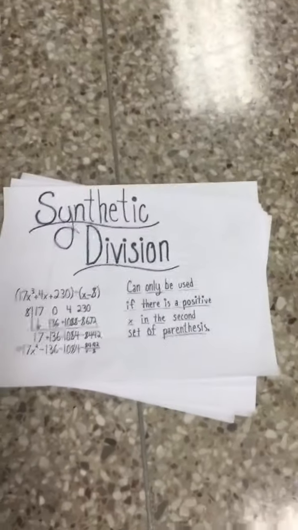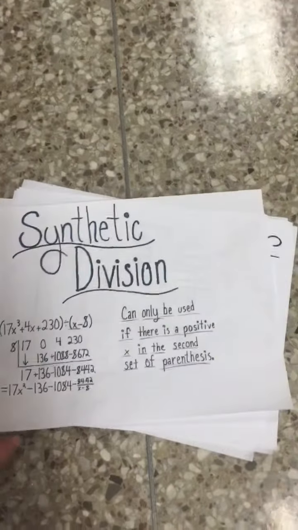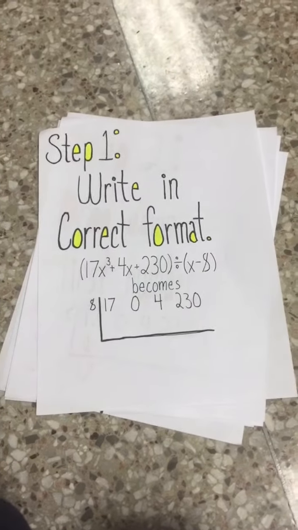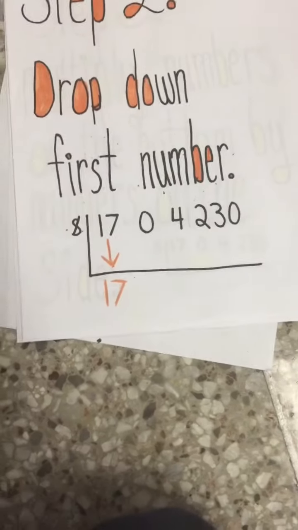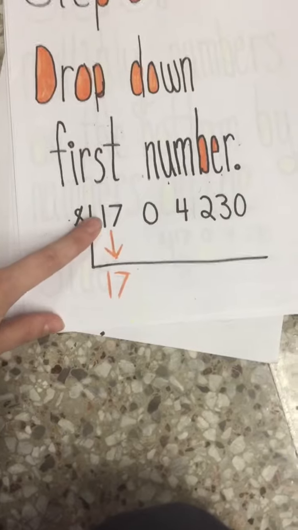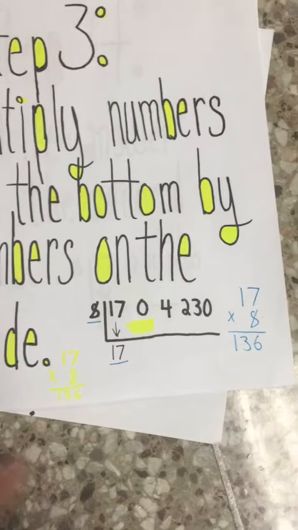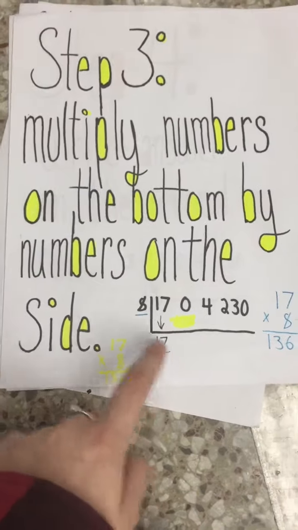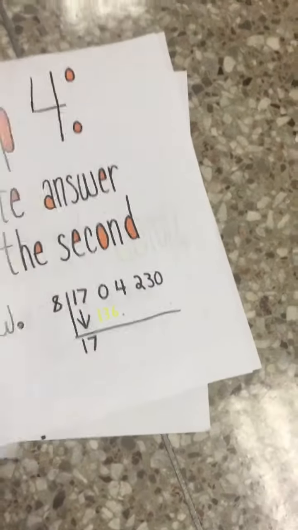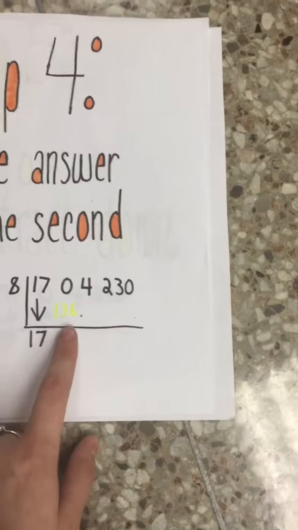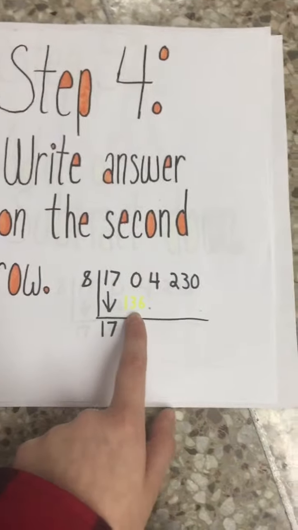Today I'll be showing you how to solve a synthetic division problem. So, the first step is to write it in the correct format. So this would then become this. The second step is to drop down the first number. So you drop down, in this case, 17. And the third step is to multiply the number on the bottom by the number on the side, which would then become 136. And the fourth step is to write that answer on the second row.